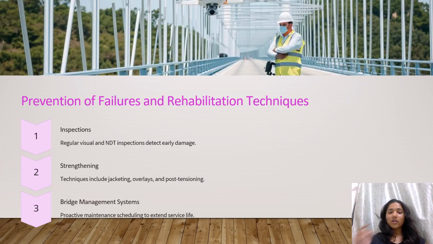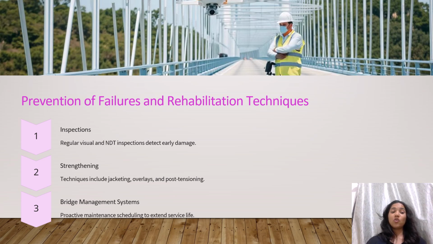Now, what prevention and rehabilitation techniques can we adopt for these failures? The first one is inspection. Regular inspection or routine visual checks should be done. Non-destructive testing should be done to identify early damage so that early preventive measures can be taken. Then strengthening techniques can be carried out, like jacketing. Jacketing means applying a layer around old components.